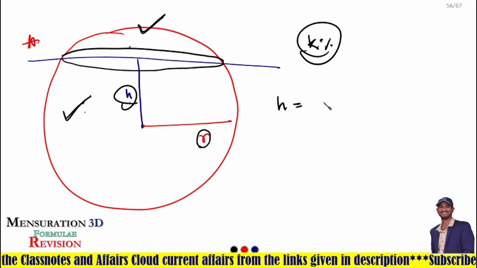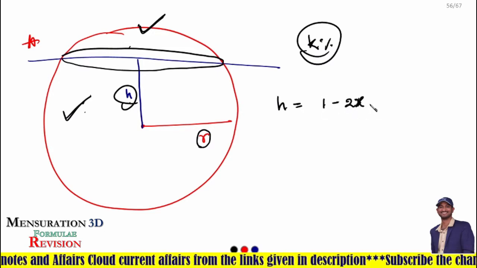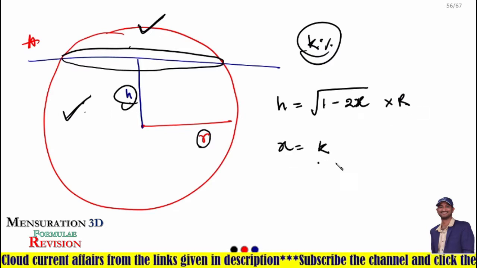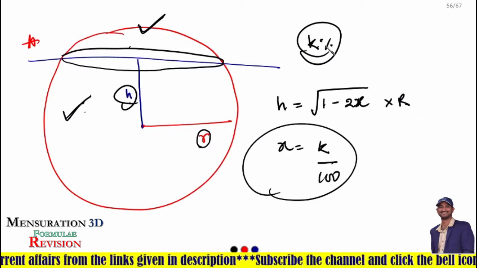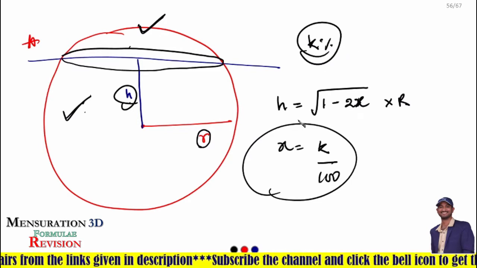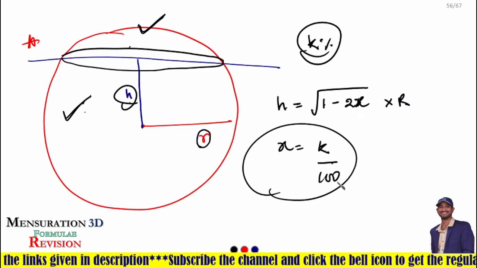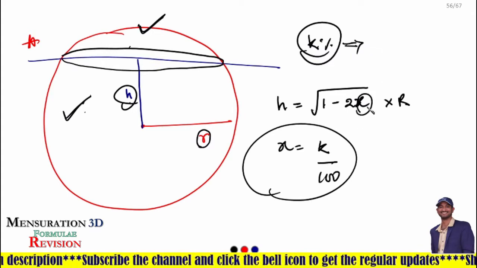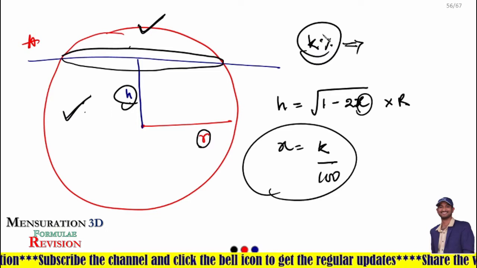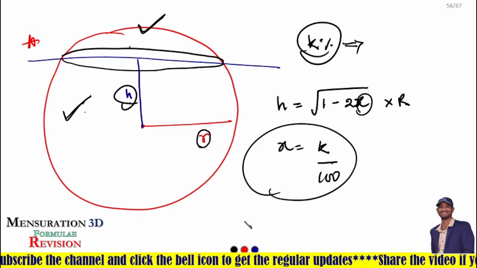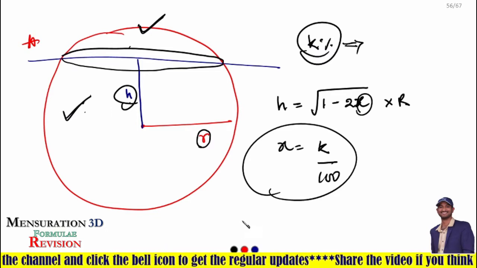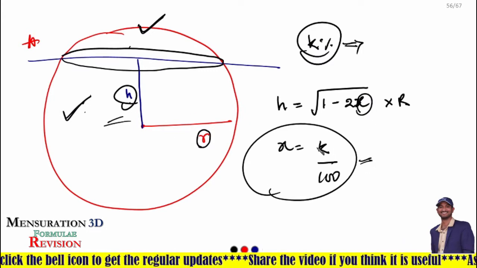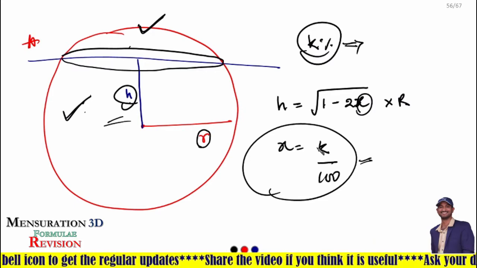h is equal to under root of (1 minus 2x) into r, where x is equal to k%, meaning k by 100. For suppose 25% is more, then what is the value of x? 25 by 100, which means 1 by 4. If k% is given, then x is nothing but the fraction value of that percentage. Okay, is it clear? From that you can easily find the value of h directly. This is the direct formula. It is about horizontal cross section.